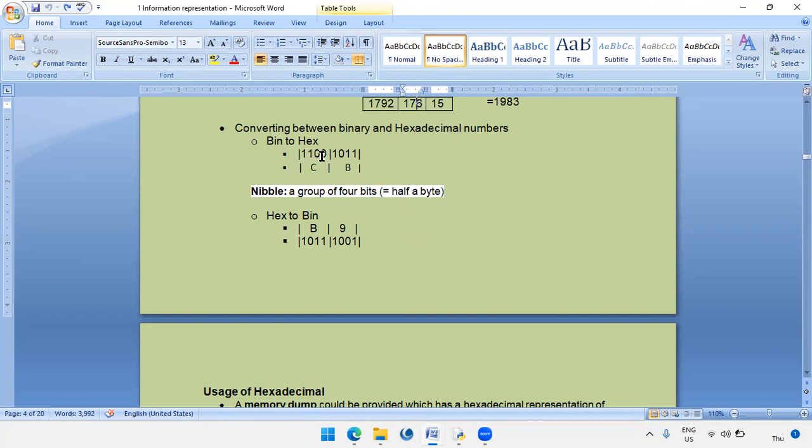So the first 4 bits, the column values are 1, 2, 4, and 8. So the value of this one is 8. The value of this one is 4. So 8 plus 4 is 12. And 12 in hexadecimal is C.